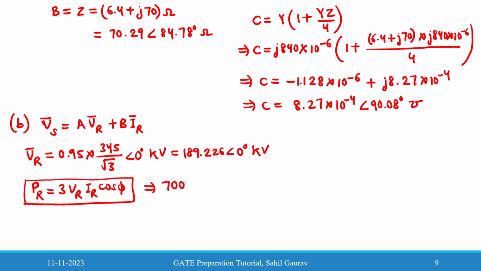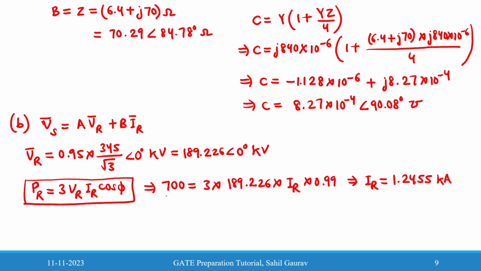So PR is given as 700 megawatt, 3 into VR magnitude, which is 189.226, IR, and cos phi is given as 0.99. IR we have to find. IR magnitude will come as 1.2455 kilo ampere. Why am I writing kilo ampere? Because power is in megawatt and voltage is in kilovolt, so current will come in kilo ampere. Directly keep in mind this, it is not in ampere.